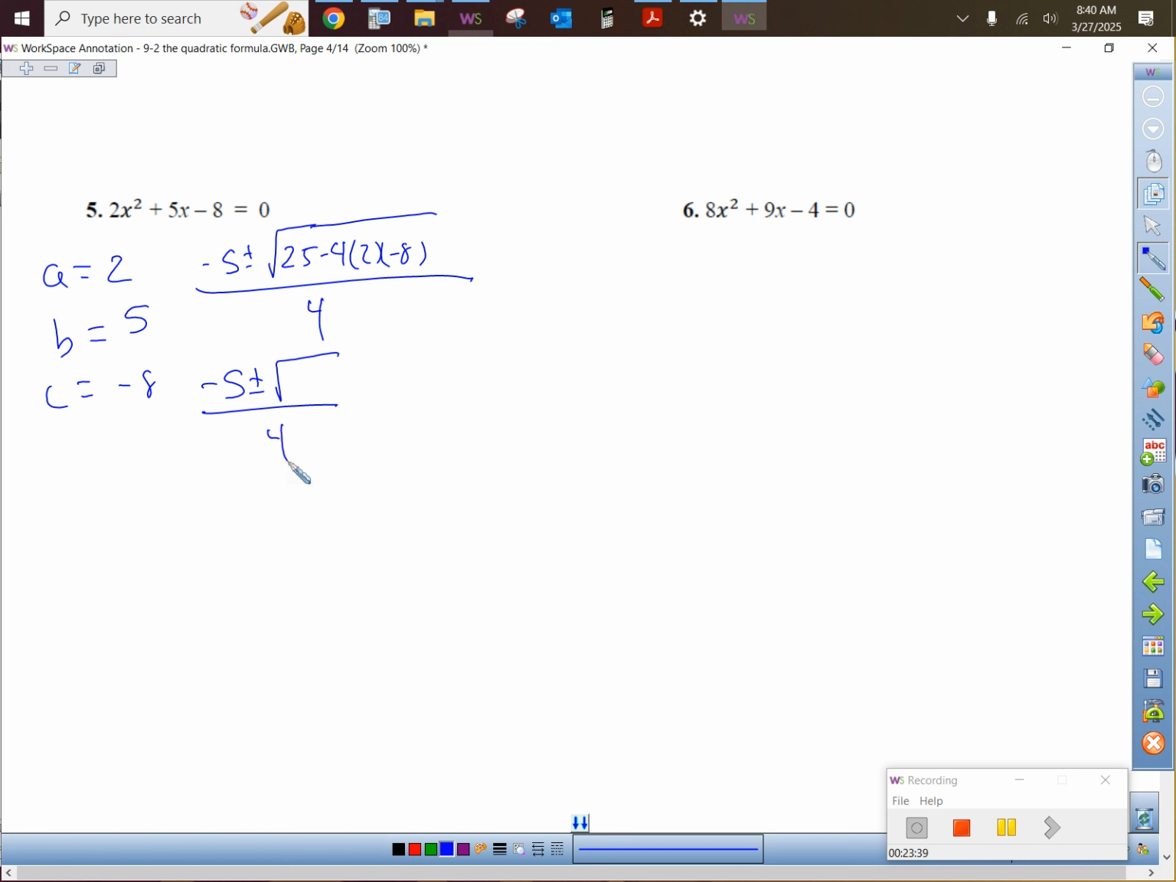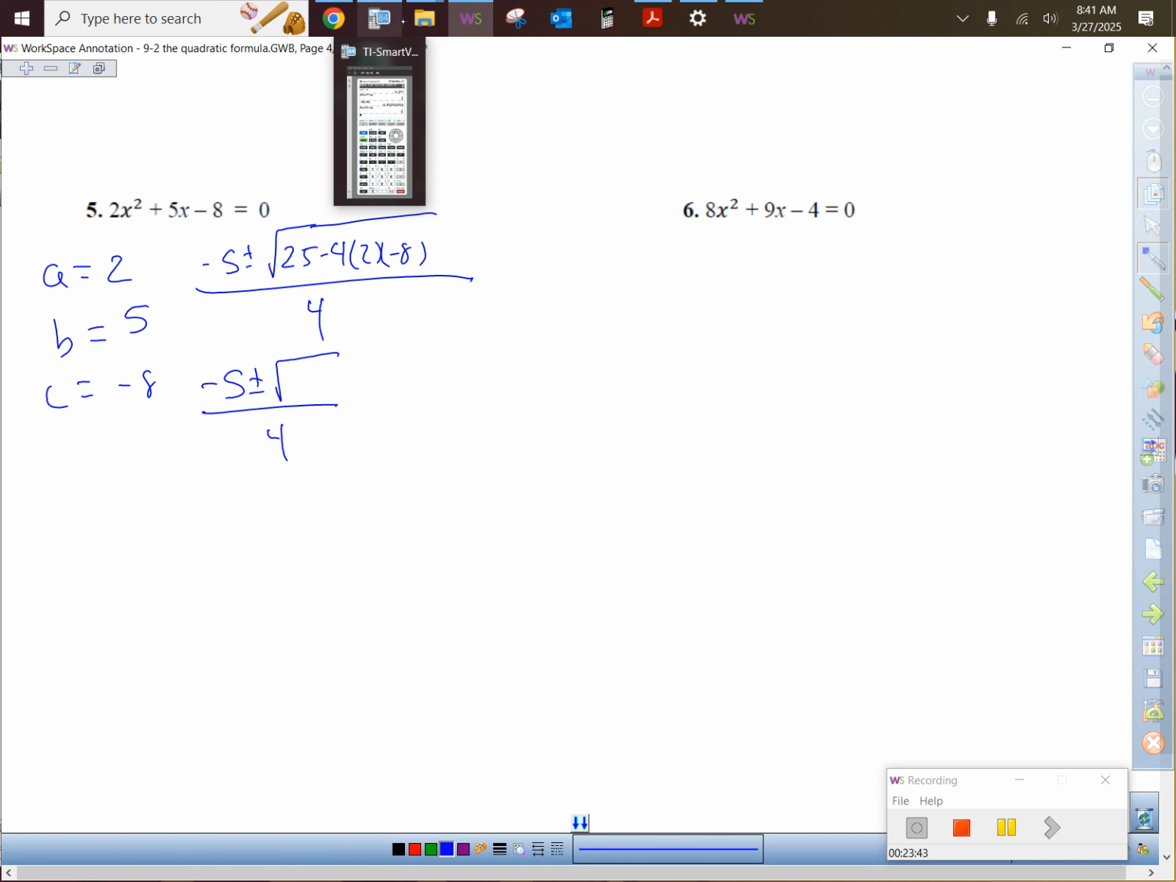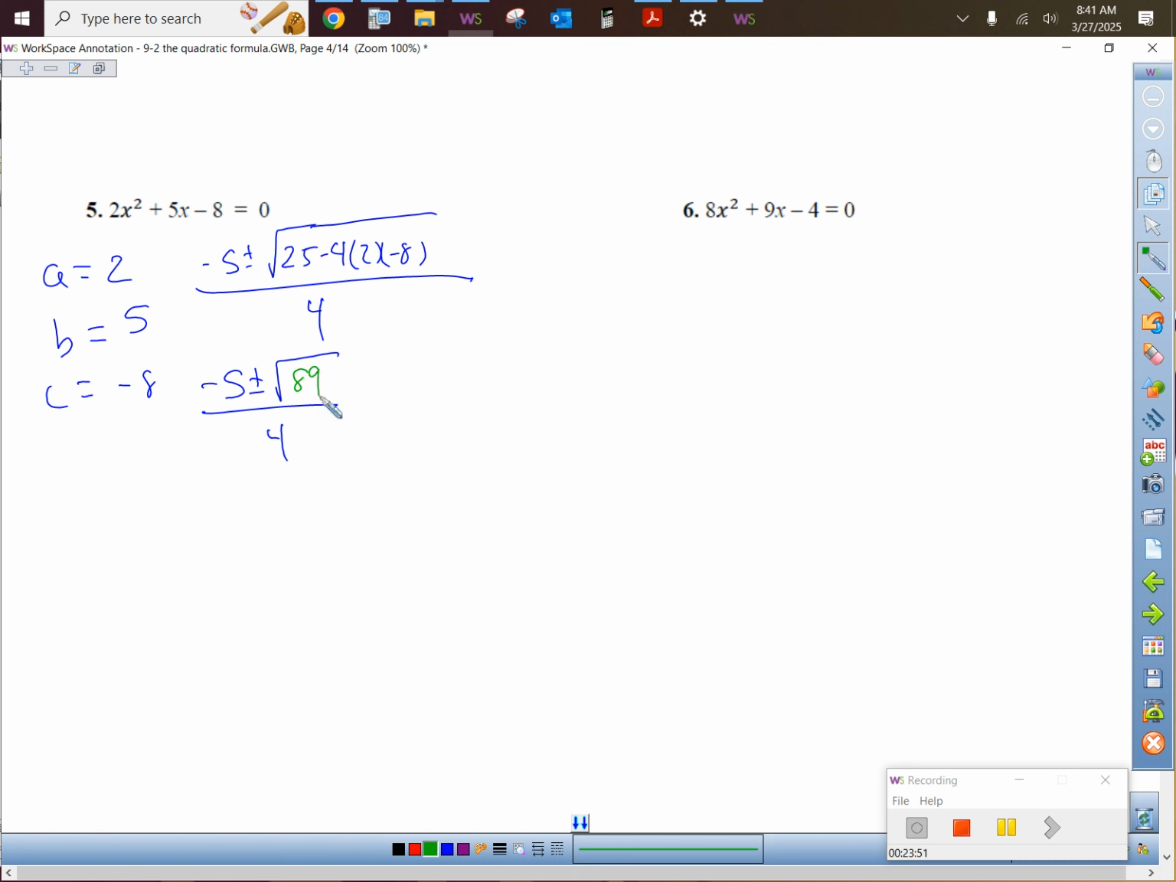And punch in all that stuff. 25 minus 4 times 2 times negative 8. I trust that you can punch it in. See if you get the same number I got. I got 89. Did you get 89? Is 89 a perfect square?